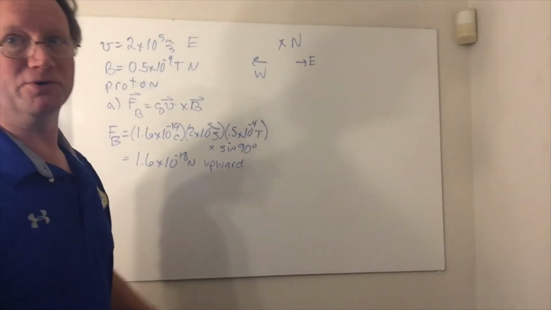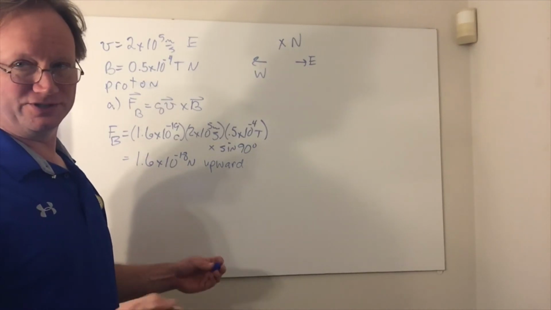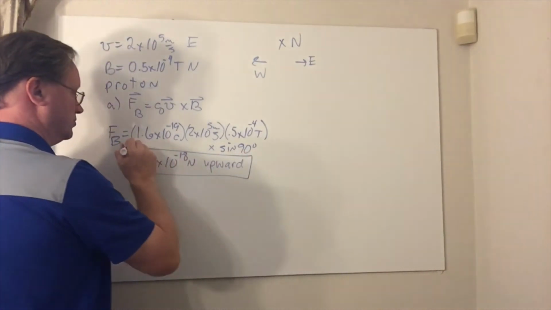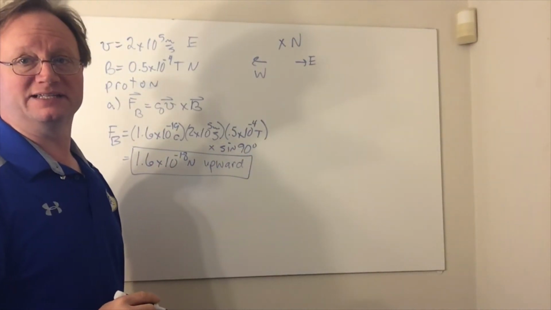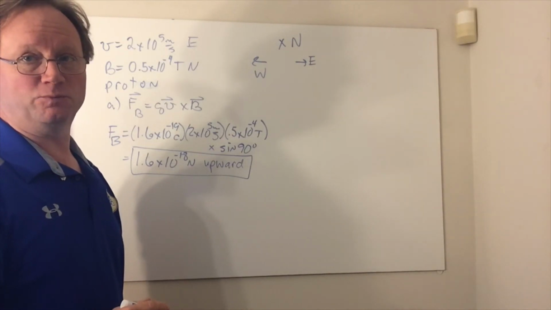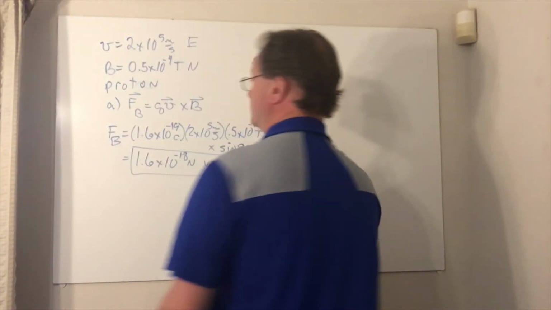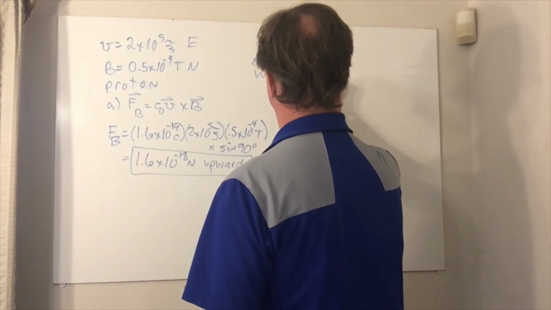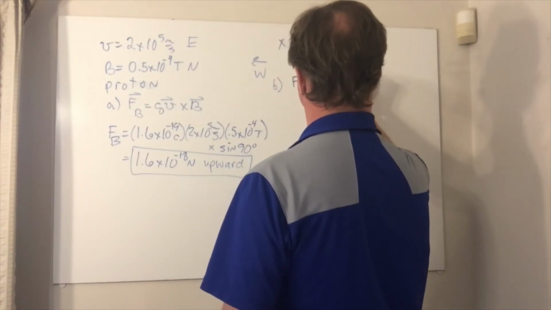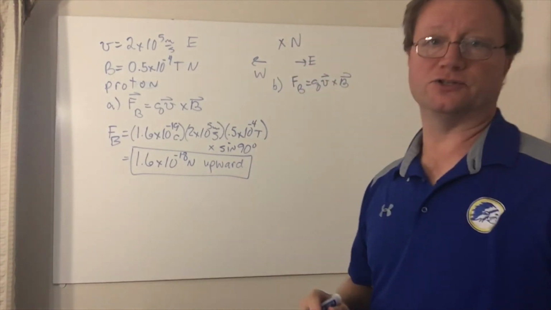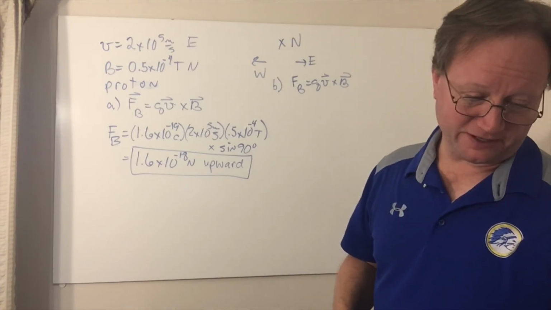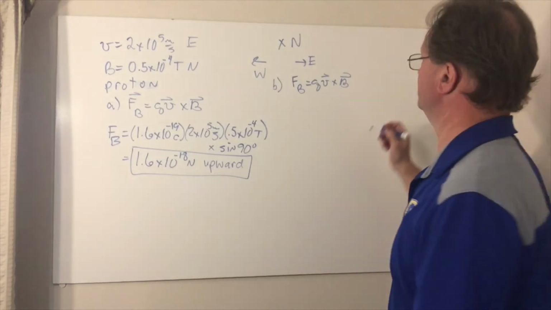Just a side note, remember, north is not upward. North is a direction on the surface of the Earth. Okay, so then our force acting on the proton in Cincinnati is 1.6 times 10 to the negative 18th newtons in that upward direction. Part B, we want to calculate what the force is if we're in Seattle. Well, in Seattle, QV cross B, your magnetic field is not due north. It's shifted over because you're significantly further to the west. So your magnetic field is directed 20 degrees east of north.